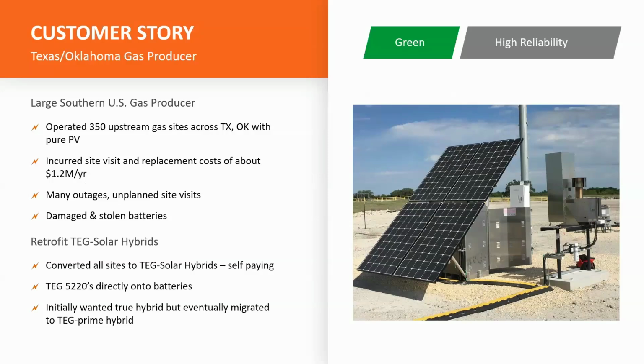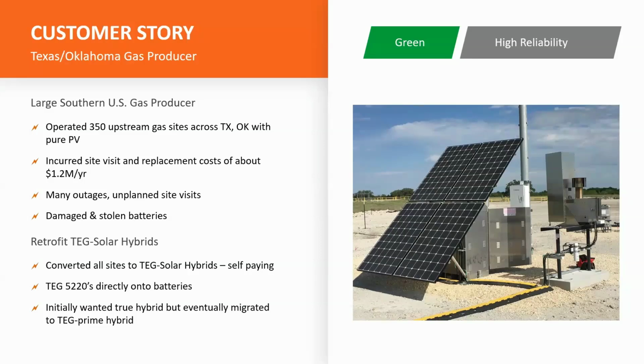So this really caused a lot of unplanned outages for them, and they were tending to replace these batteries all the time. What they ended up doing is converting these sites to TEG solar hybrids. The TEG does seem to deter a lot of theft from the area because there is now a hot unit that is running on natural gas. As well, it just stops the batteries from depleting as much in the winter when the solar radiance isn't as good.